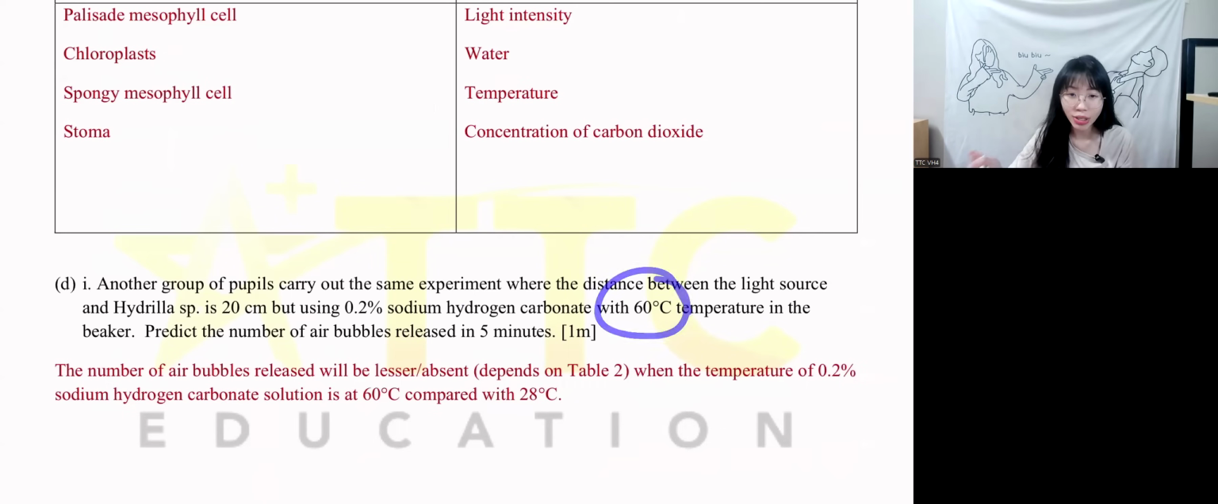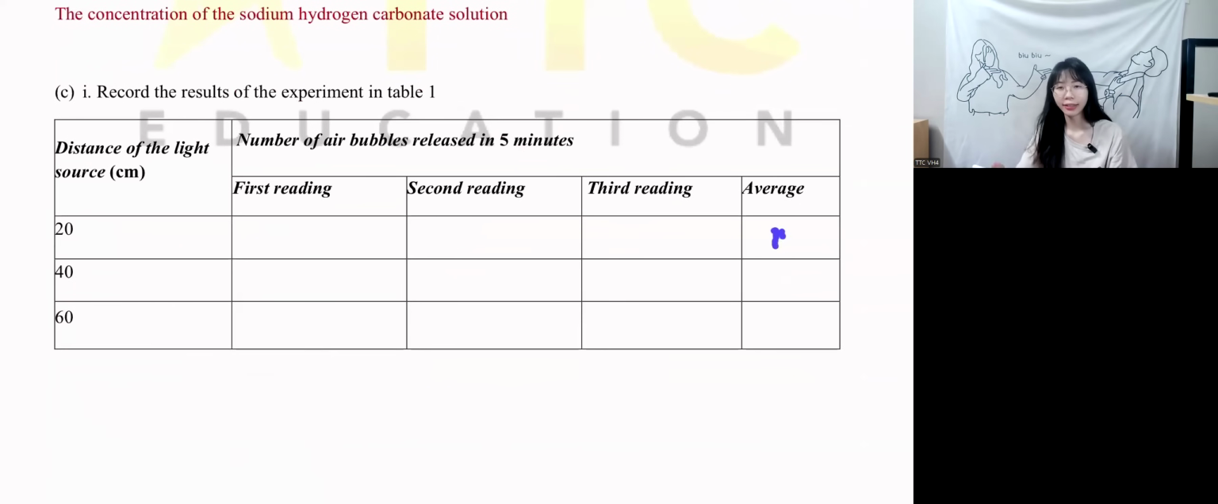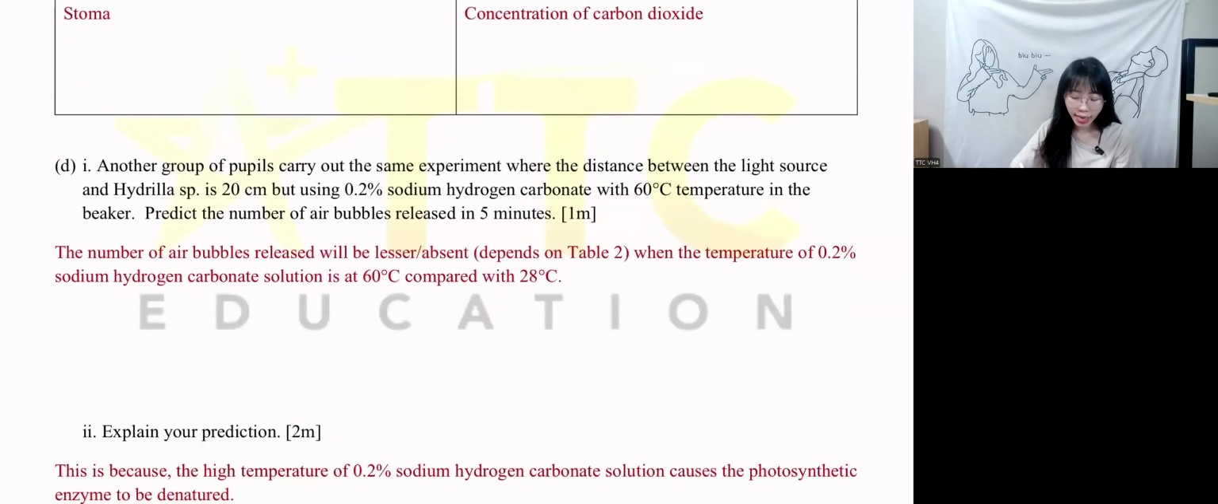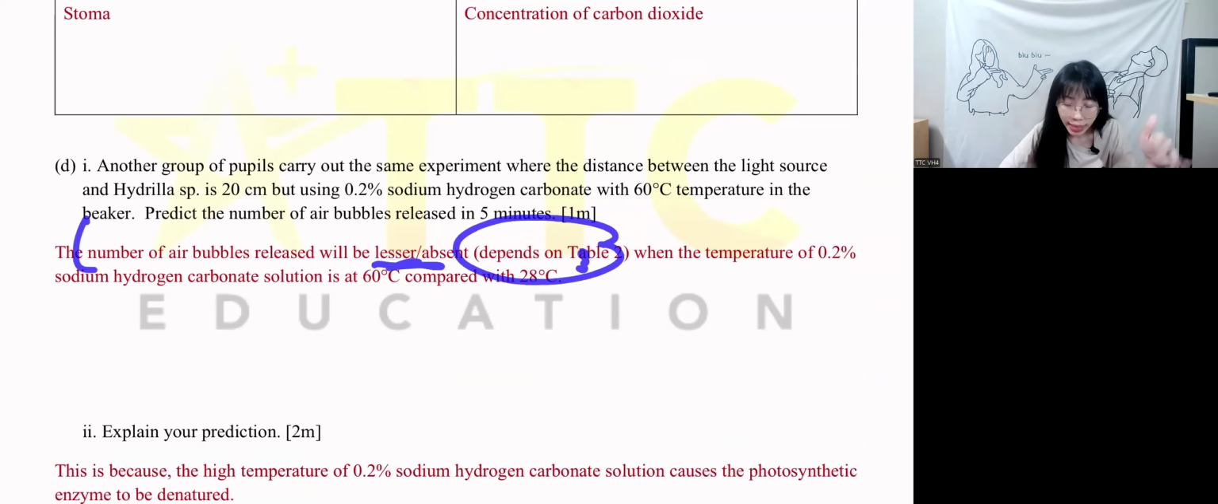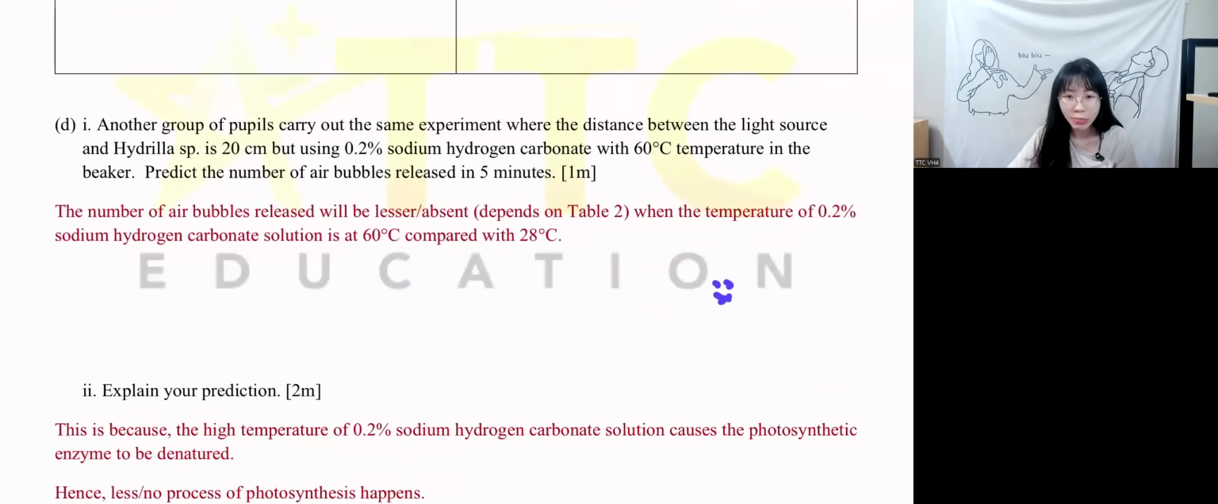At 20 cm, 0.2, let's say for example it is 20 bubbles, approximately. If it's 20, you're going to say the air bubbles released will be lesser than 20, because it's 60 degrees Celsius compared to 28. This is your prediction. When they ask you to write a prediction, you have to explain your answer.